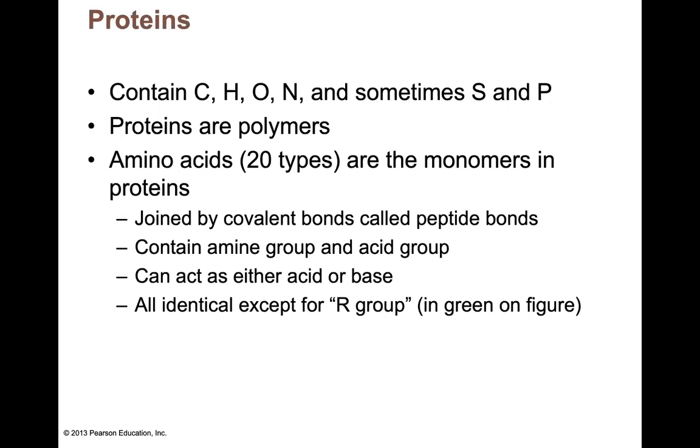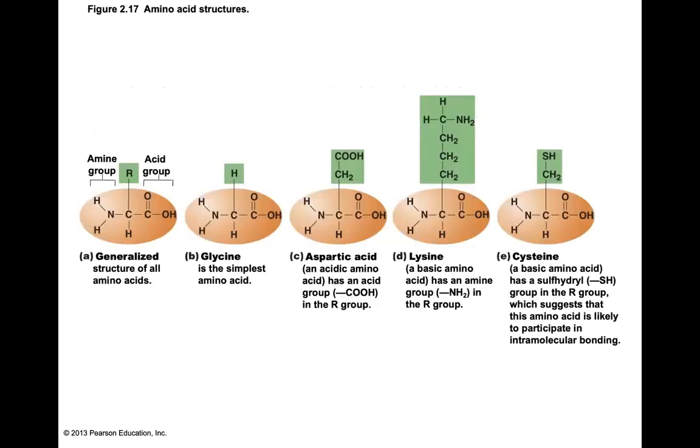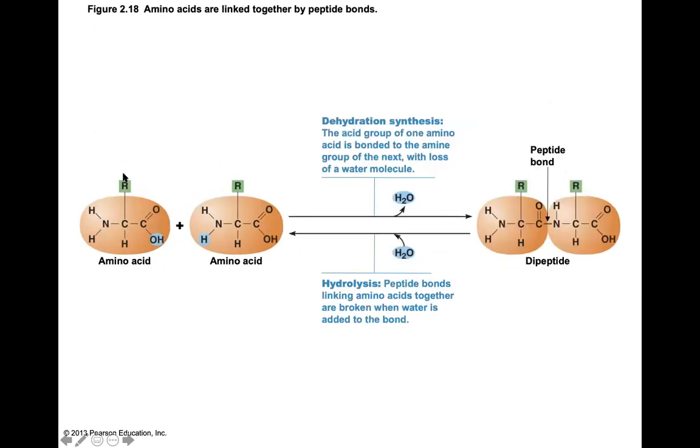They can act as either an acid or a base, and all amino acids are identical except for the R group. The R group, which is indicated in green here, is what changes from one amino acid to the next. And here, looking at a typical amino acid, the COOH right here, this is your acid. The NH2 here, this is the amine group. This will always just be a hydrogen, and then the R group is what varies from one amino acid to the next amongst the 20.